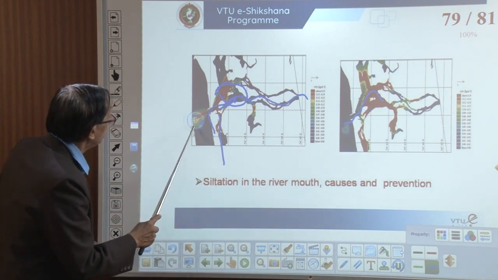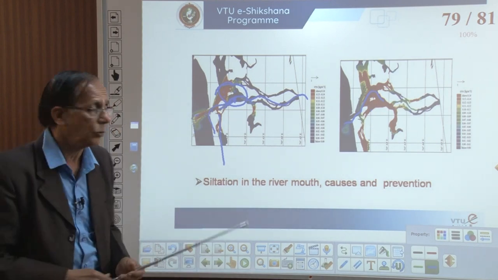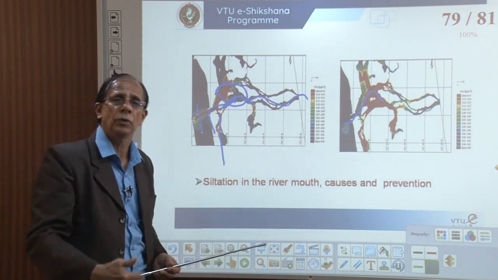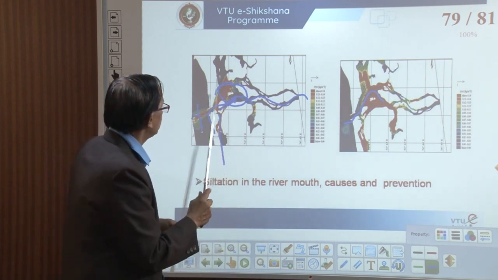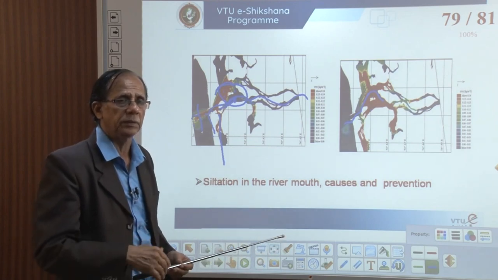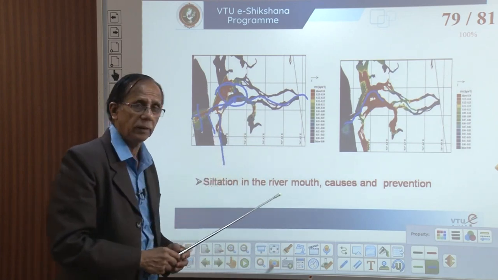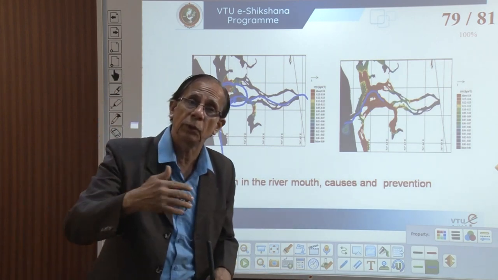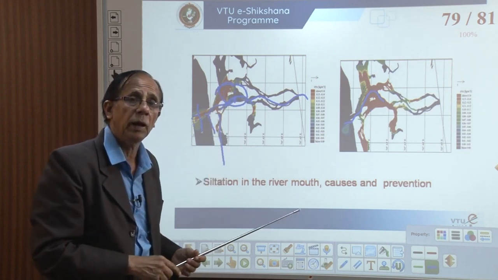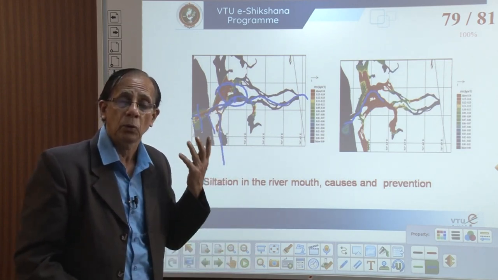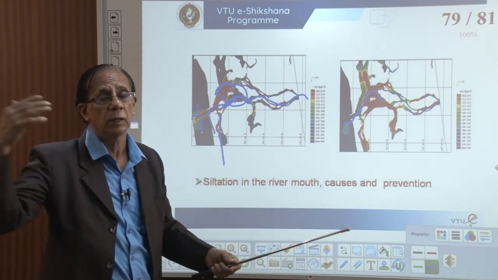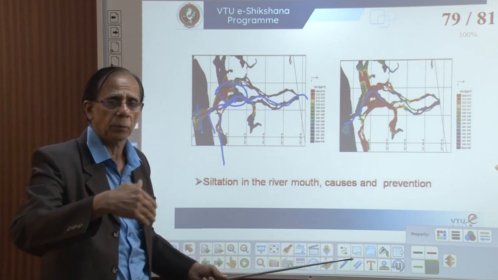But if sediments are coming from the deeper part, do we have any control? Can we construct any structure? No. Then a different mode of operation is required to prevent siltation. To understand the mechanism of siltation in the river channel, we need to understand not only the wave energy distribution, current distribution within the river mouth, and the source of sediment, quantum of sediment, whether the sediment coming from the offshore is high, from the land is high, etc.